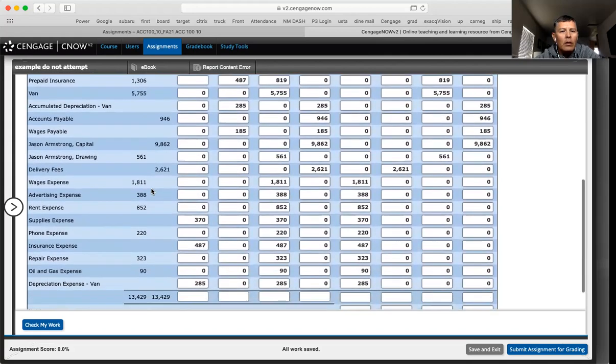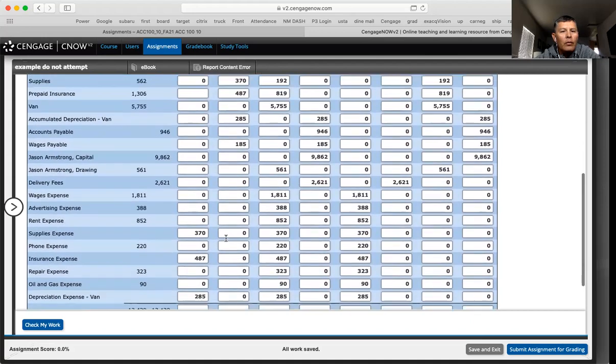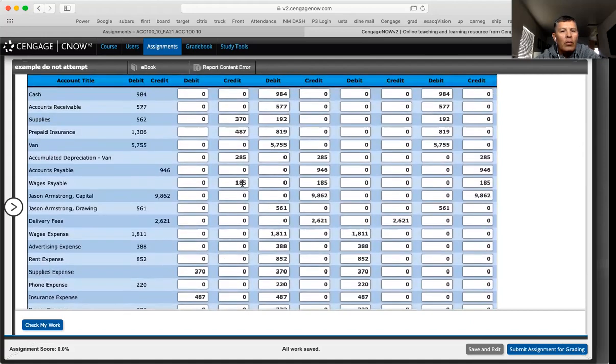Okay, let's see. 370, prepaid insurance of 487, wages payable 185. Okay, where did we need to make an adjustment somewhere? Wages. Okay, I think we needed to put this here because here's our wages payable. This will be 185. Okay, so with that, we need to increase this.